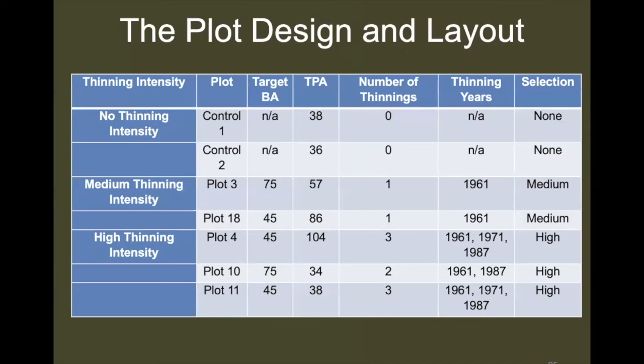So this table just shows more how we delineated the thinning intensity labels. You can see that the medium thinning intensities were only thinned once, the initial thinning in 1961, and then there are 2 different target basal areas for post-thinning. And you can see that the high intensity plots were thinned more than once, twice, and the other 2, 3 times there in the number of thinnings. So this was just a chart to show you how it broke down those different thinning intensities for our analysis.